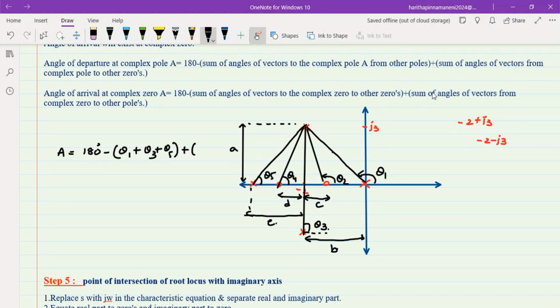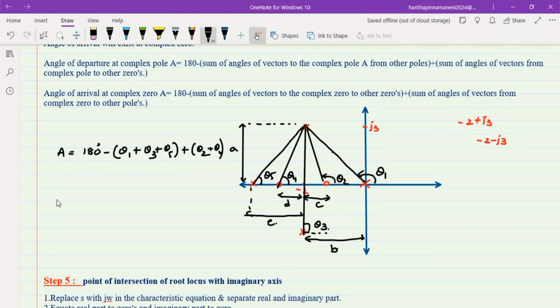plus the sum of angles of vectors from the complex pole to other zeros. Complex pole to other zero means this is the 0. What is the angle here? Theta 2. Next, another 0, this one. So here the angle is theta 4. So theta 2 plus theta 4. This is the total formula. But we don't know these angles, right?